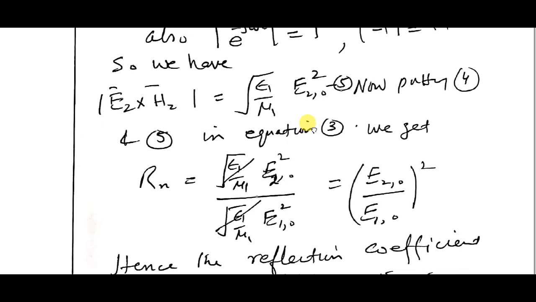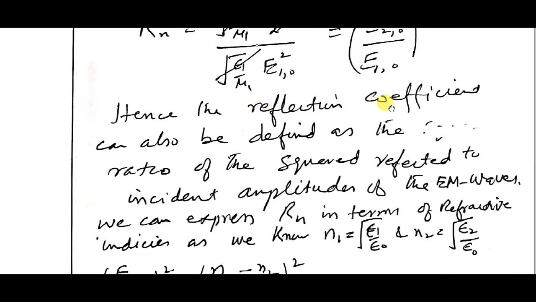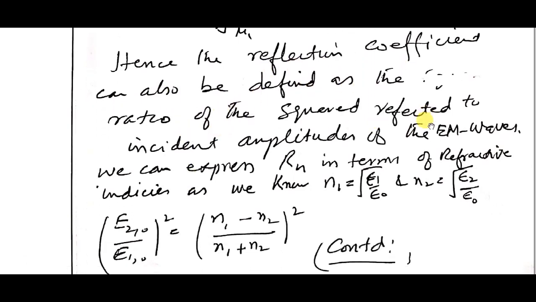Now putting equation 4 and equation 5 in equation 3, we get the reflection coefficient. Simplifying, the terms cancel, and we find that it is the ratio of the two amplitudes, the reflected amplitude to the incident amplitude, squared. Hence the reflection coefficient can also be defined as the ratio of the squared reflected to the incident amplitude of electromagnetic waves.